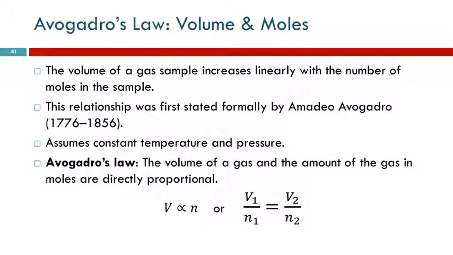So this relationship was formally stated by Amadeo Avogadro. He was born the same year our country was born, 1776. This assumes constant temperature and pressure. So the volume of a gas is directly proportional to the amount of gas in moles. Not the amount of gas in grams or any other unit, but it's proportional to the number of particles. And that's something that's special about gases. So V1 over n1 equals V2 over n2. Avogadro's law.